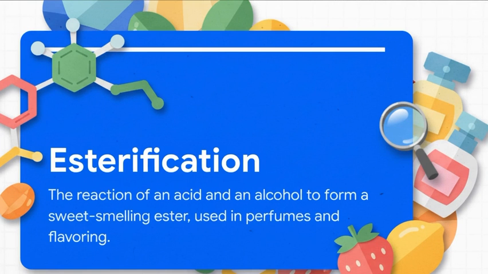And here's a big one for your exams: esterification. This is what happens when you react a carboxylic acid, like our ethanoic acid, with an alcohol, like ethanol. When they combine, they form a whole new type of compound called an ester. And esters are famous for one thing: they have these wonderful, pleasant, fruity smells. That's why they're used to make perfumes, food flavorings, you name it.